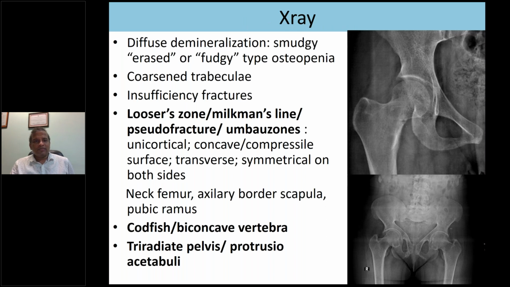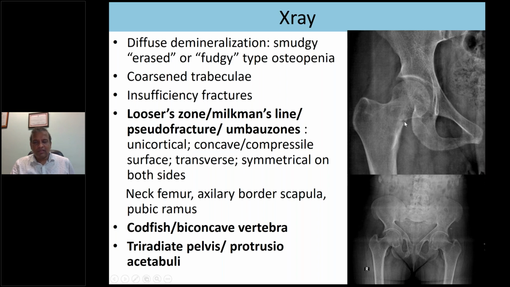From the orthopedic point of view, they present with some classical radiological pictures apart from the clinical picture of waddling gait, lethargy and apathy, difficulty in rising from sitting position, or long-standing proximal myopathy. And on X-ray, we see a diffuse demineralization of the bones where the trabeculae are erased, looking smudgy or fudgy. The trabeculae become coarse, and there can be stress fractures or insufficiency fractures.